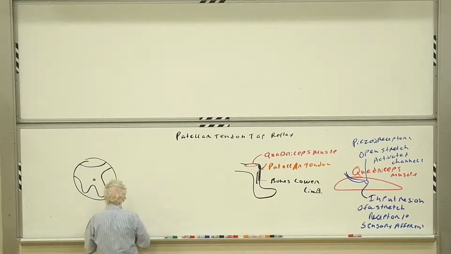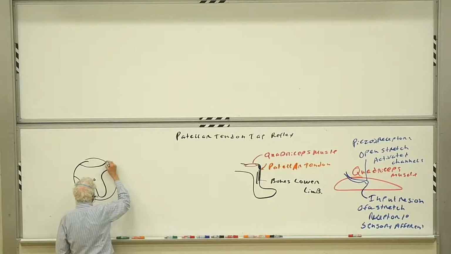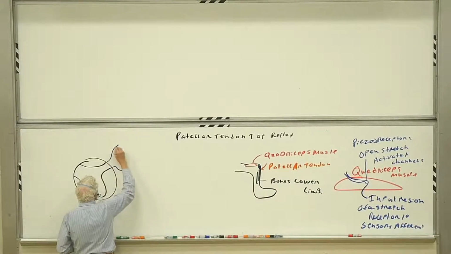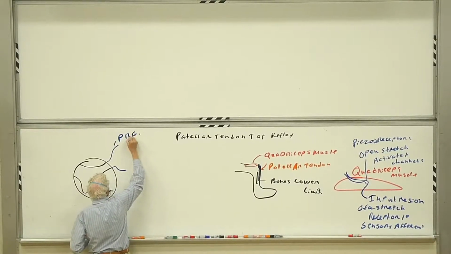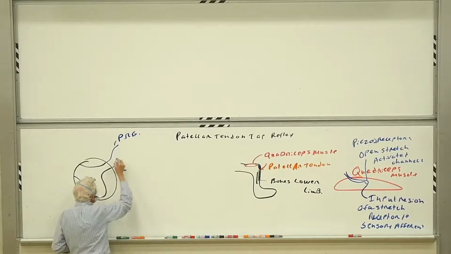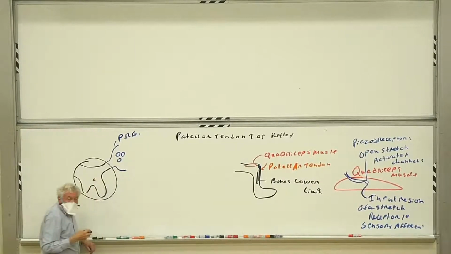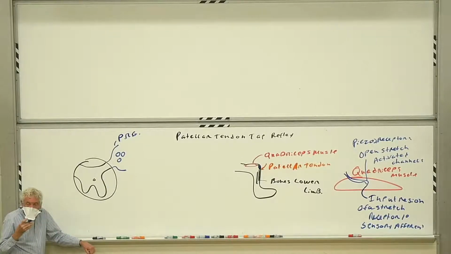As we described yesterday, out here will be the posterior root ganglion, sometimes known as the dorsal root ganglion. And it contains all these neuronal cell bodies. Each ganglion may contain a few hundred to several thousand of these individual cell bodies for individual primary sensory afferents.